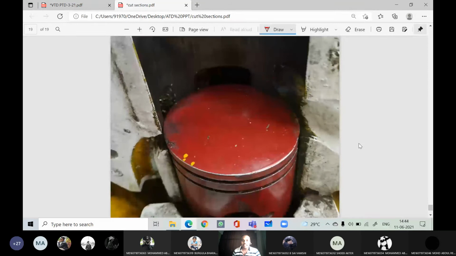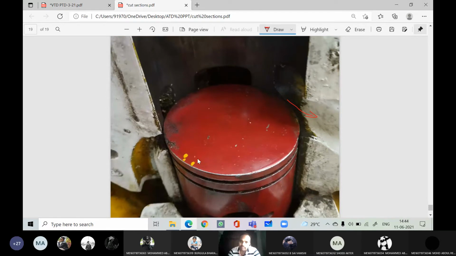Now we can see the exhaust port is opened. Yes or no? You can see over the piston there is a crown, but for a diesel engine there is a cavity. For a petrol engine there is a crown, a convex shape. For a diesel engine we have a concave shape. Now the exhaust is open.